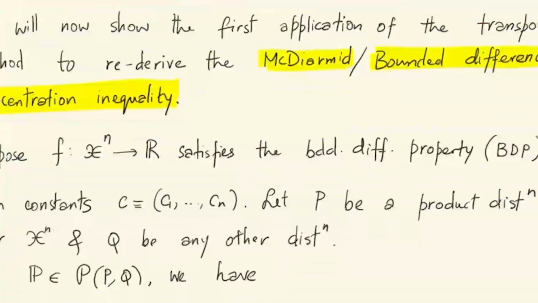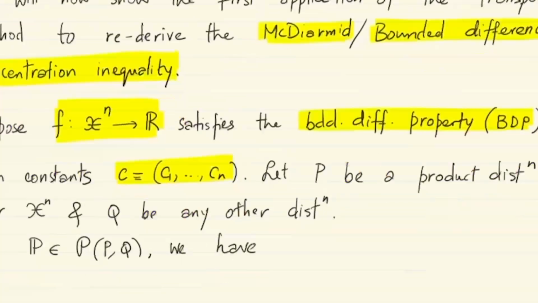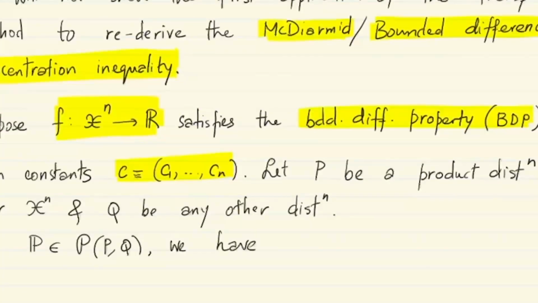So we'll assume the same hypothesis as McDiarmid's inequality, which is that there is a function f defined on n variables which satisfies the bounded difference property with a set of constants, one per dimension, c1 through cn. So it means that if you keep all but one coordinates xi the same and you wiggle xi, the function value can change by at most an amount ci. Let P be a product distribution over X^n, that is to say that f acts on a bunch of n independent random variables, and let Q be any other distribution.